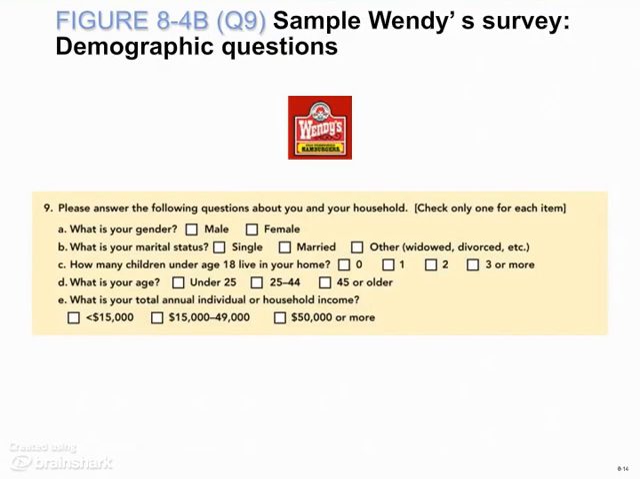So figure 8.4b, which is question 9 on the sample Wendy's survey, focuses on the demographic questions. All the questions throughout the survey have asked the respondent to answer based on how they're using the product, their likes and dislikes of the product, and sources of information for marketing decisions. But this question focuses specifically on the respondent's personal or household characteristics and what they do with this information. So you can see, for example, it's demographic driven. What is the gender? What is their marital status? How many children under the age of 18 live in your home? What is your age? What is your total individual or household income?